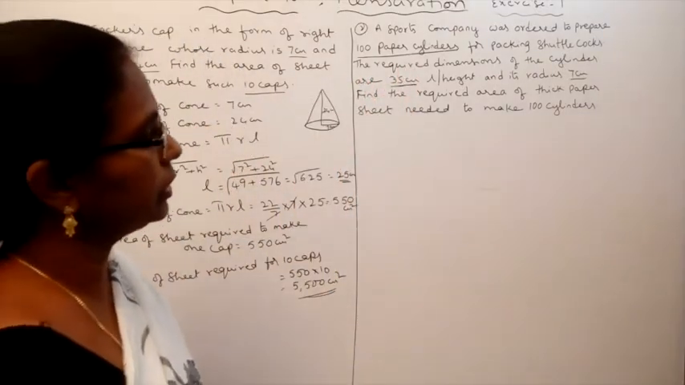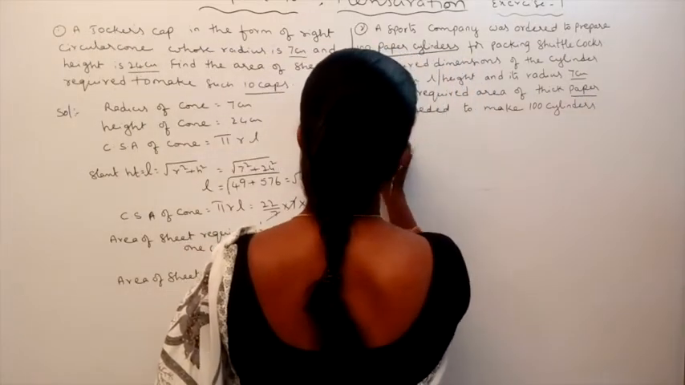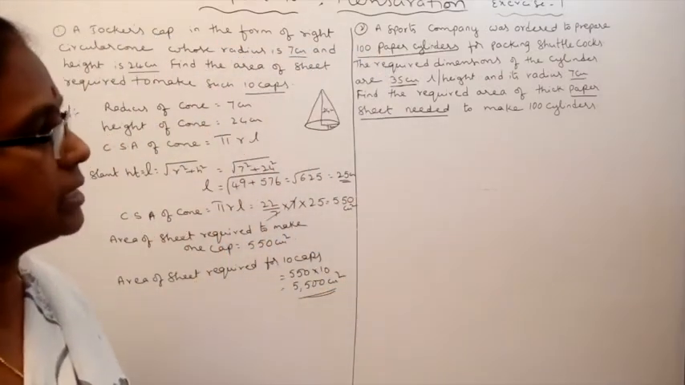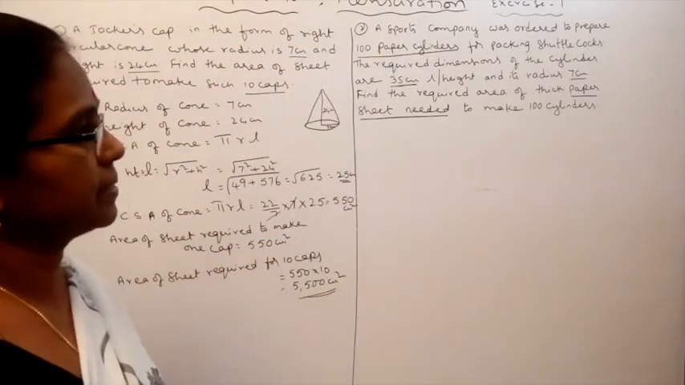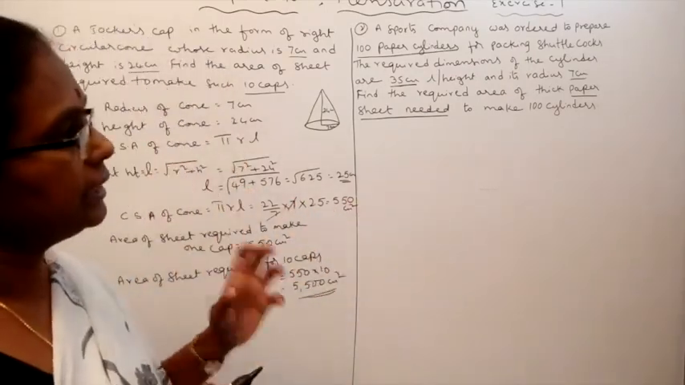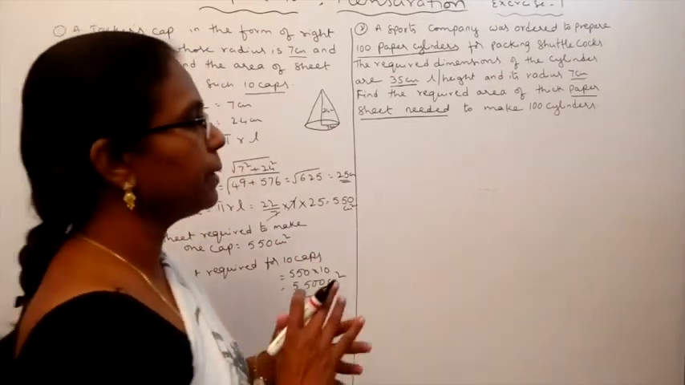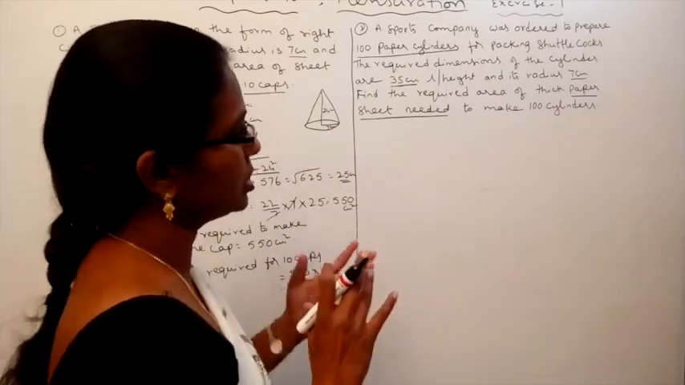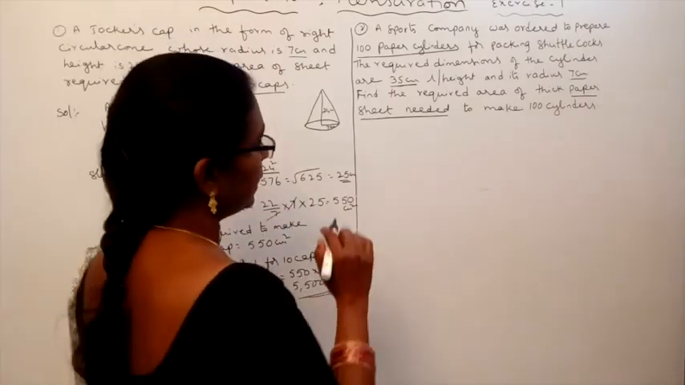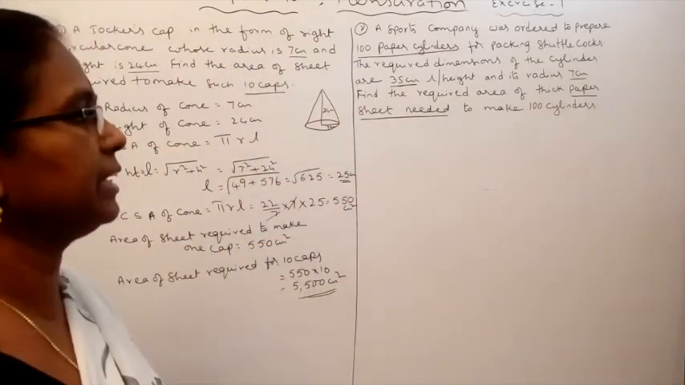With what are they preparing them? With paper sheet. Then how much area of paper do we require to make such 100 cylinders? Here the shuttlecocks are packed in cylinders. To prepare that cylinder, how much paper sheet do you require? That is the area of paper sheet required to make that cylinder. And how many cylinders are they preparing? 100. Then for 100 cylinders, how much paper sheet do they require?